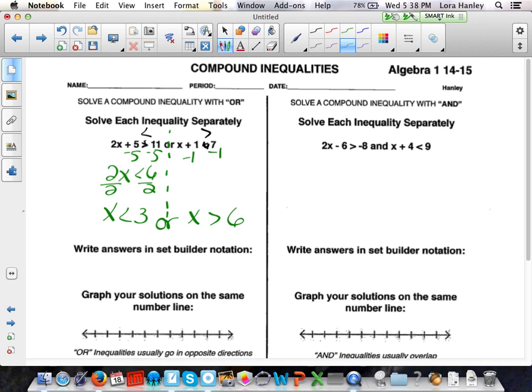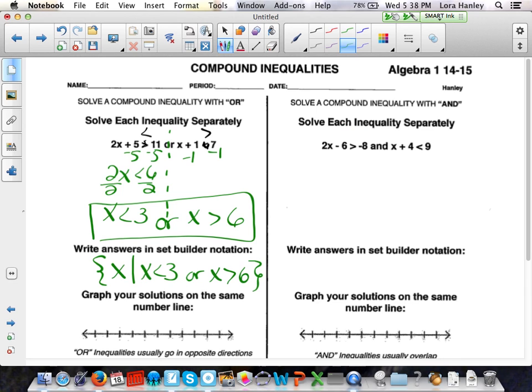All right, so if you recall from set builder notation, we start with our set brace, and this becomes my answer here. So I'm looking for a number that's less than 3 or is greater than 6. So I'm going to say I have all real numbers x such that x is less than 3 or x is greater than 6. With compound inequalities, if it's an or, you're just going to write the word or in between, nothing else.